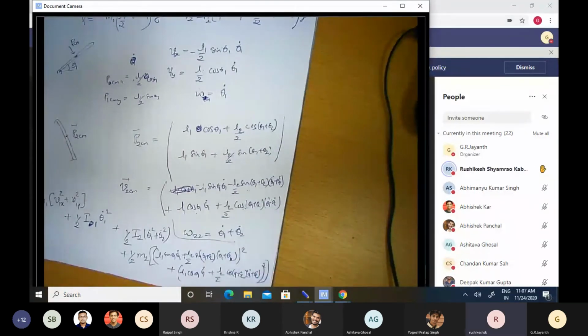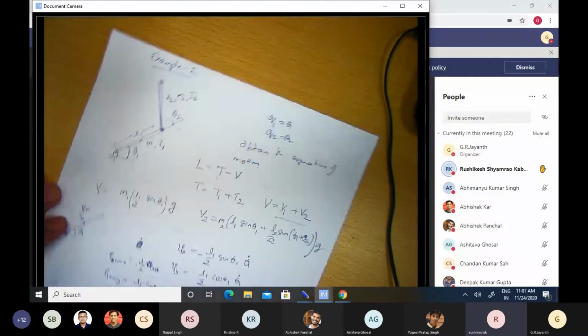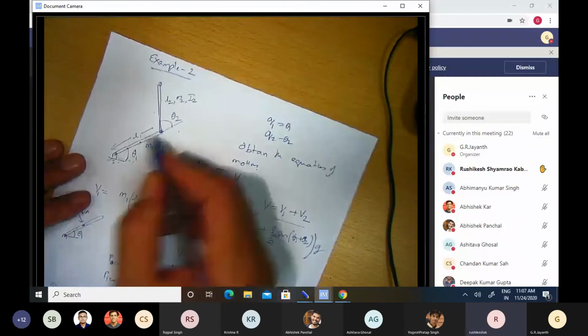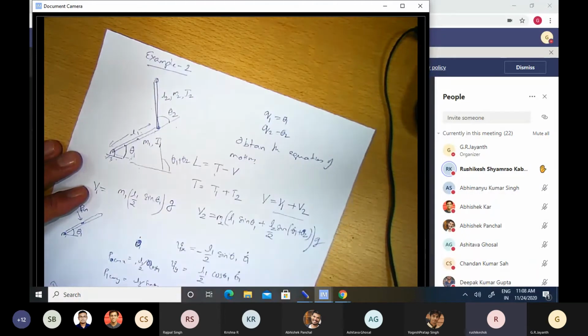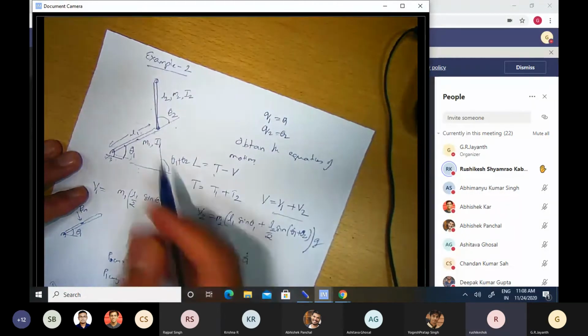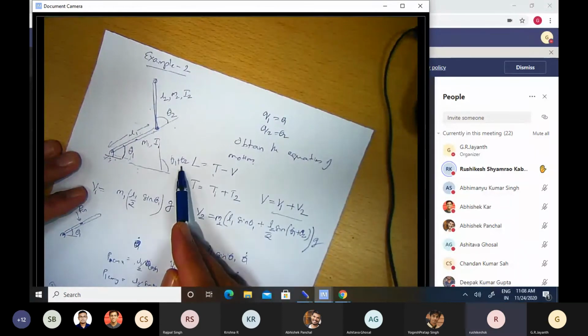Sir, can you explain that rotational kinetic energy of the second link once again, please? Rotational kinetic energy of the second link, is it? What is the orientation of the second link with respect to the ground? Do you agree it's going to be theta 1 plus theta 2? Yes. And it's going to be rotating about the z-axis? Yes, sir. Therefore the angular velocity will be theta 1 dot plus theta 2 dot.